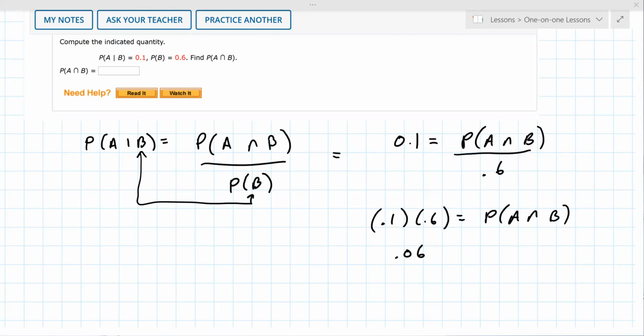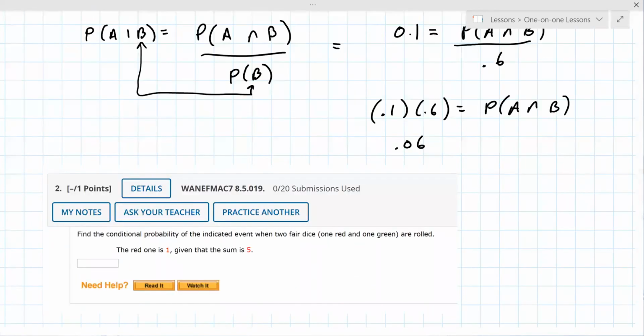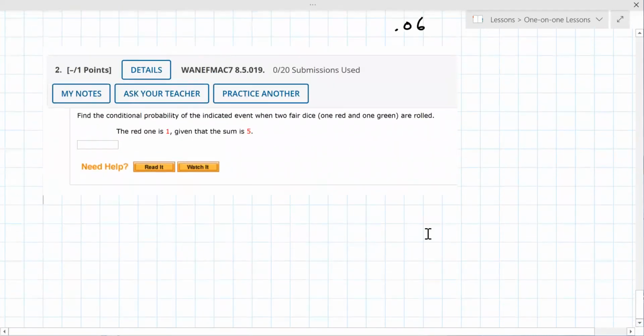Okay, number two, new question here. This one's asking about a dice roll. All right. Find the conditional probability of the indicated event when two fair dice, one green and one red, are rolled. So you should assume these are six-sided unless they tell you otherwise.